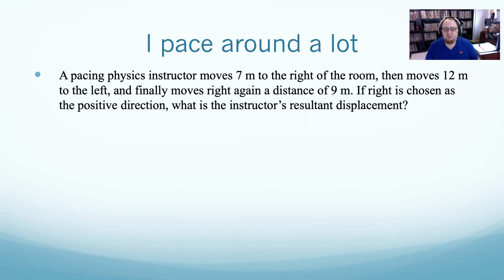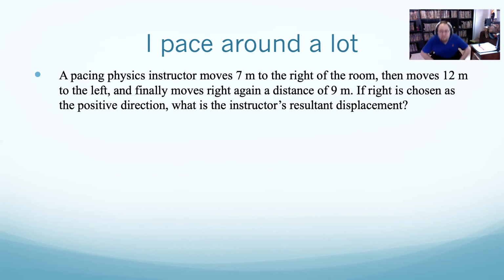But let's say during class, I start pacing around. I start at one spot. And I move 7 meters to the right. I then move 12 meters to the left. I then move 9 meters to the right again. If I take right as the positive direction, what's my displacement?